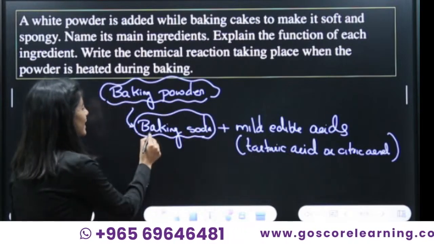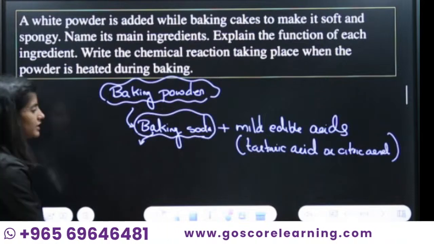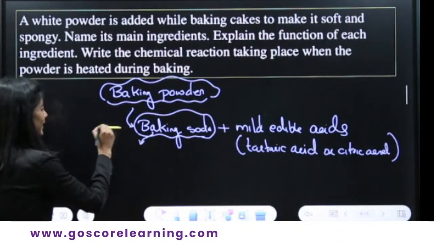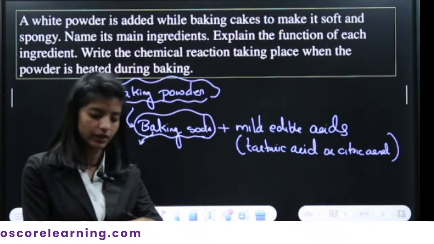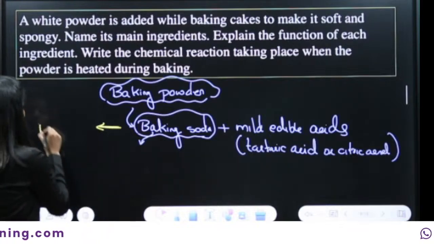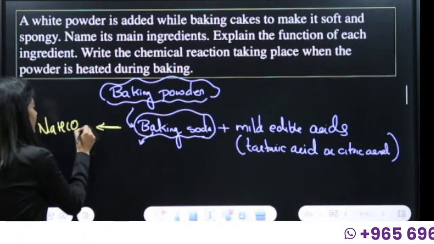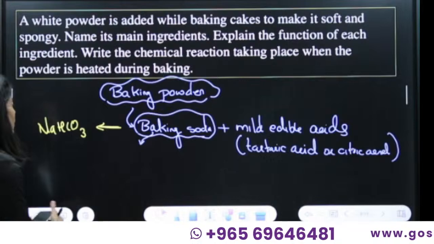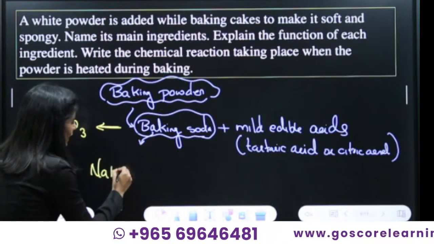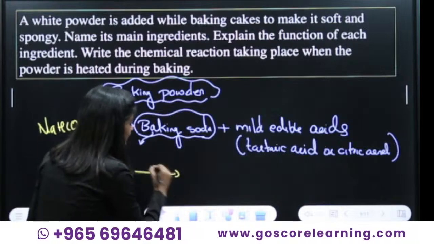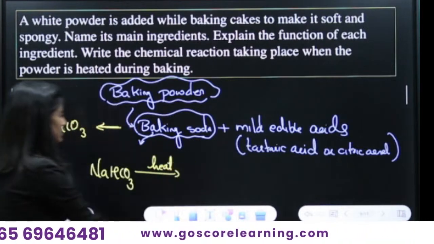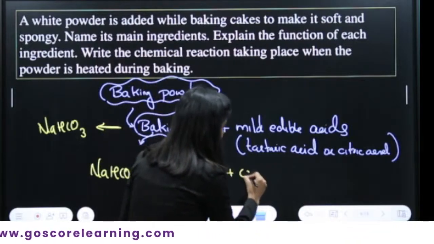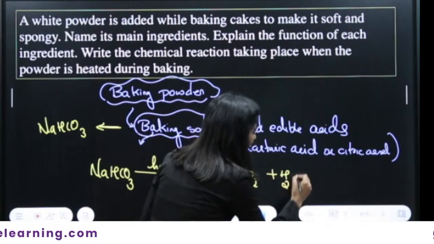What will this baking soda do? First of all, what is the formula for baking soda? What is baking soda, guys? Definitely that is NaHCO3. NaHCO3 is your baking soda, correct? When we heat NaHCO3, it undergoes thermal decomposition, so that we will get Na2CO3, carbon dioxide, and water.